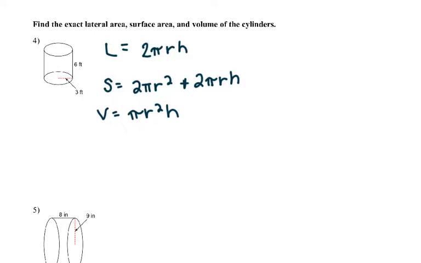Okay, so let's identify our variables for this particular cylinder. So there's only really two variables we're looking at. We are looking at, well, that didn't work.